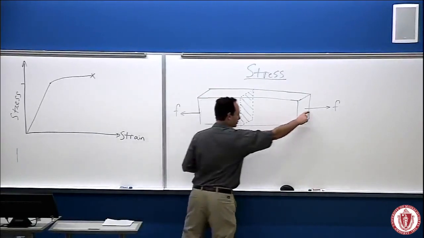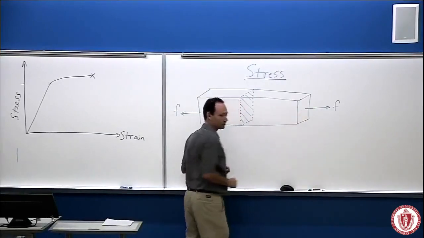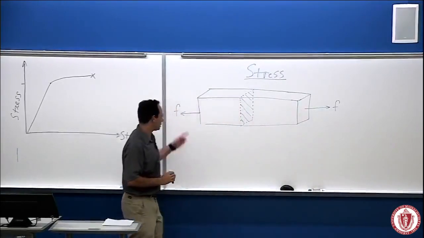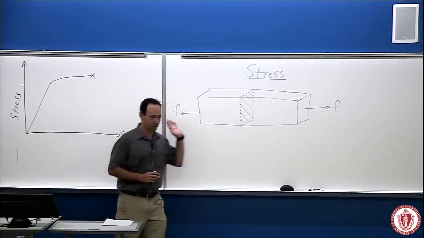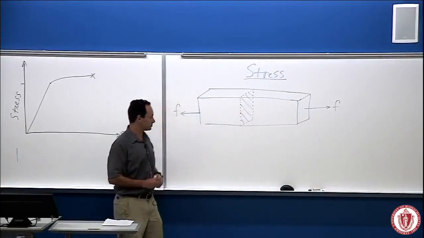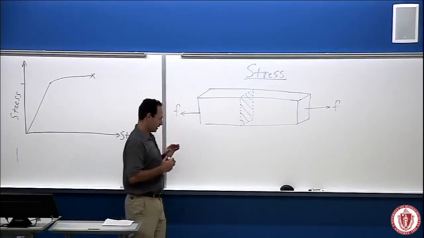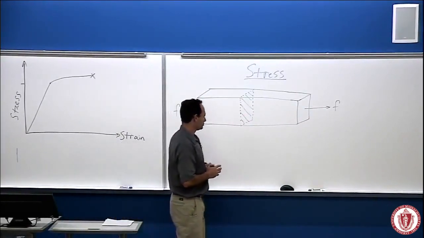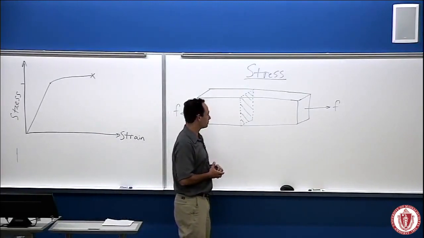So this is a force F that's applied, stretching the member that way. There's got to be an equal and opposite force on the other end. Otherwise, this thing would fly off in that direction. So it's balanced by these two opposing forces. And we want to calculate just how hard we are stressing this material.